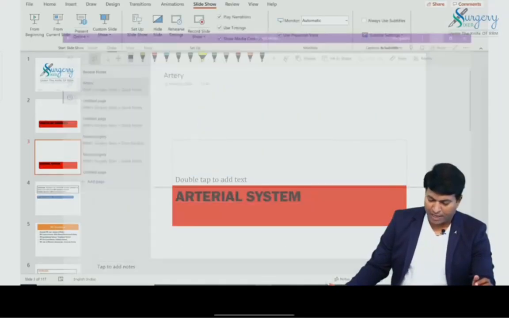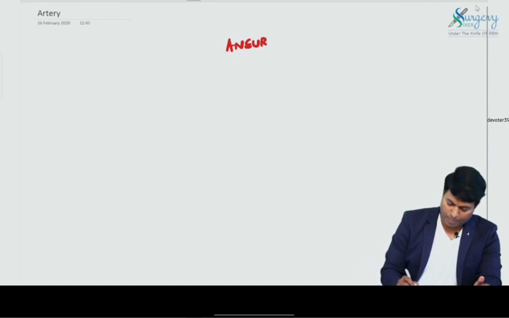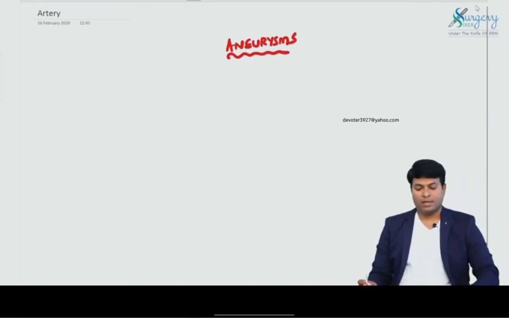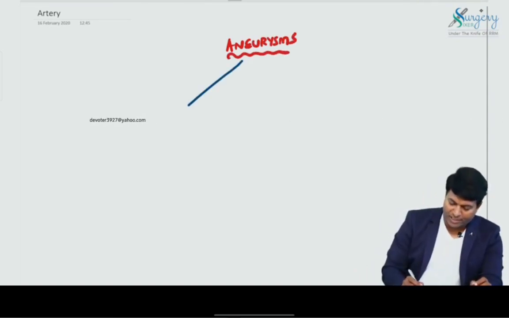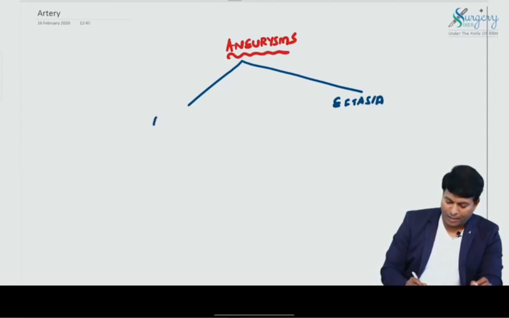So let me start with aneurysms. One of the important topics in the arterial system is aneurysms. Aneurysms are a very important topic for your exams. First of all, you should know what an aneurysm is and what the important differential diagnosis of aneurysm is. The important differential diagnosis is ectasia. Aneurysm and ectasia, what is the difference?